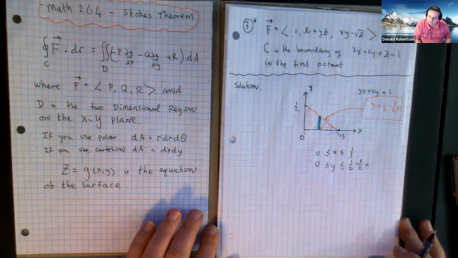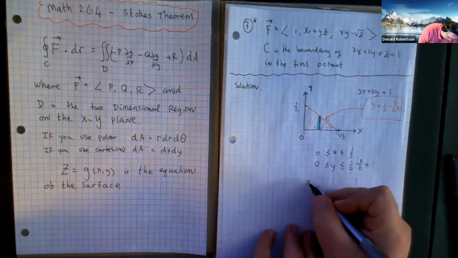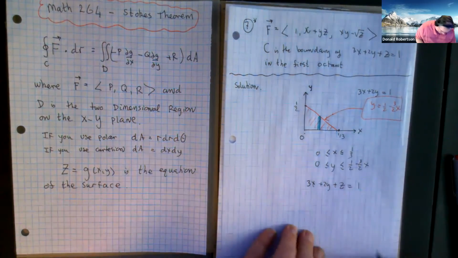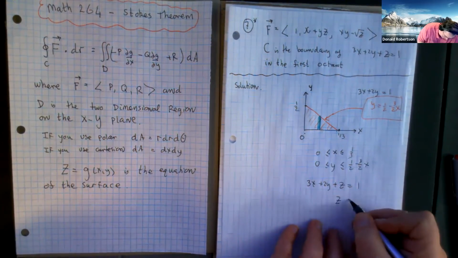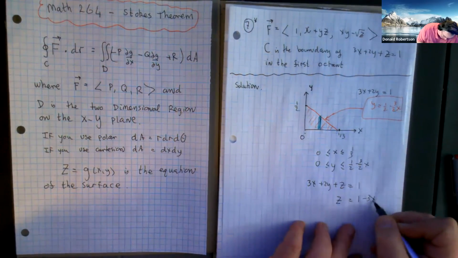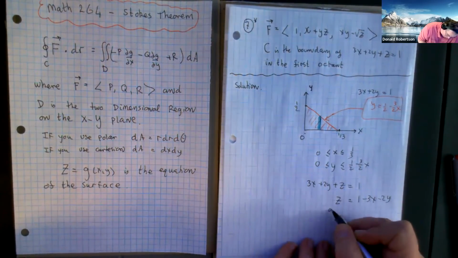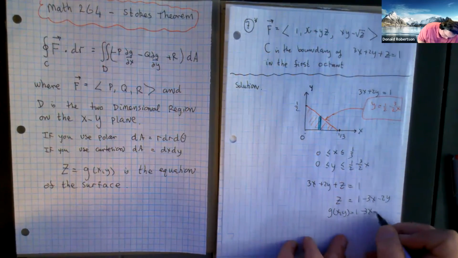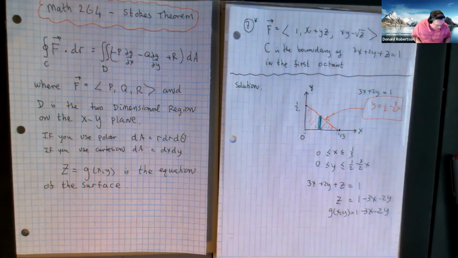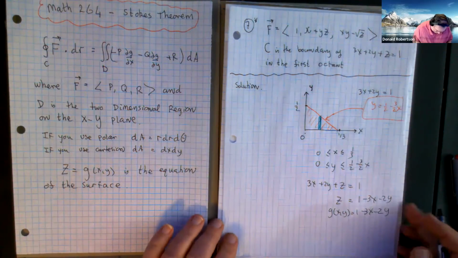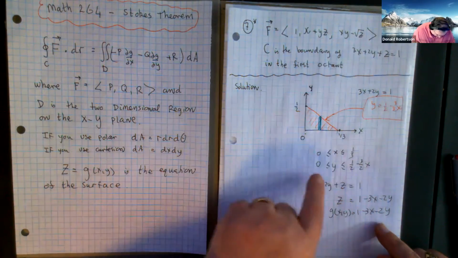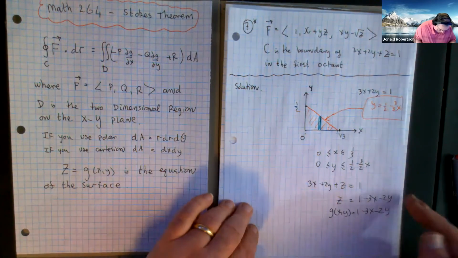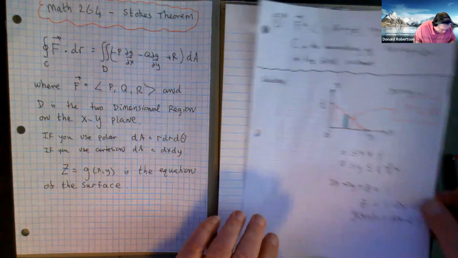Are we good? Now I need to use this equation to get g of x, y. So z equals 1 take away 3x take away 2y. So we now know who g is. So that's that bit then. And based on the fact that these limits of integration are quite linear, I'm going to be doing the dx dy one. So I should be able to put all those pieces together.